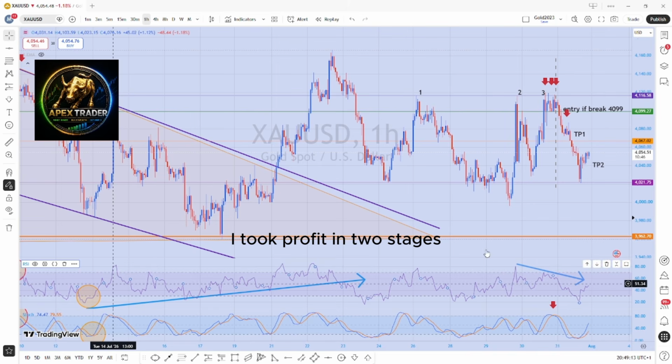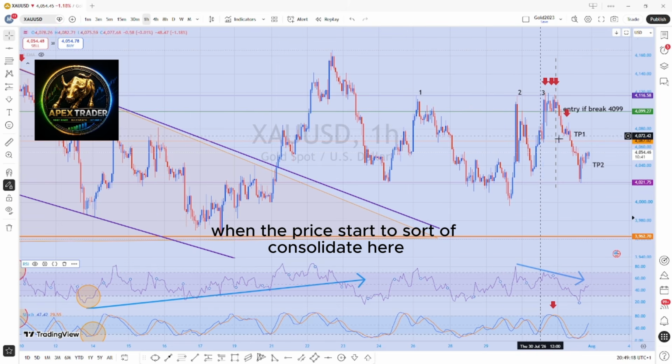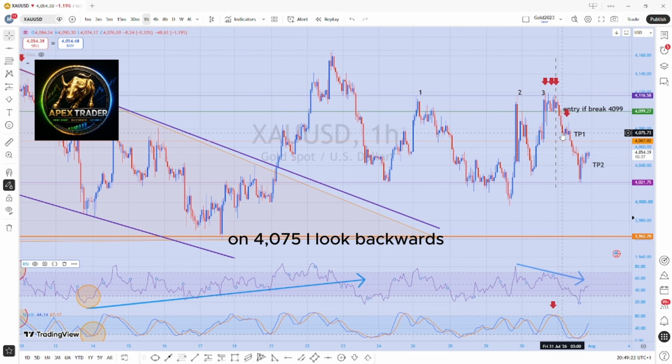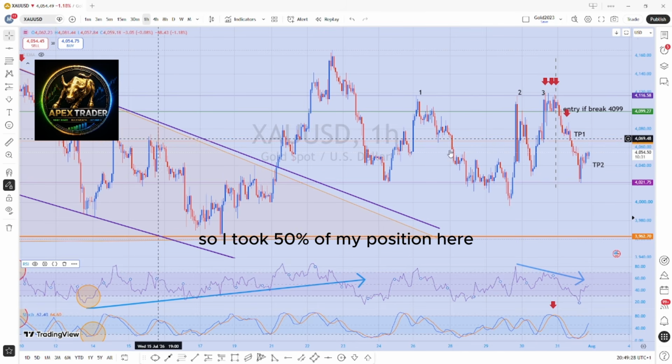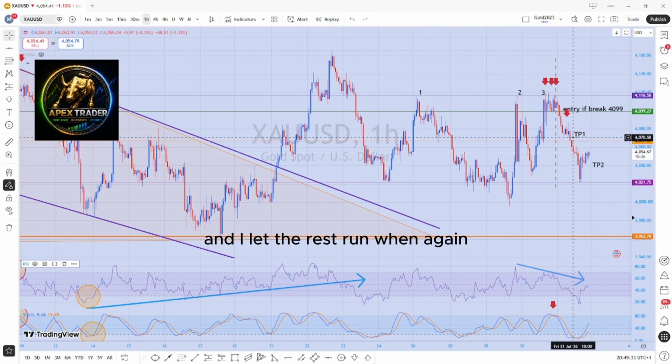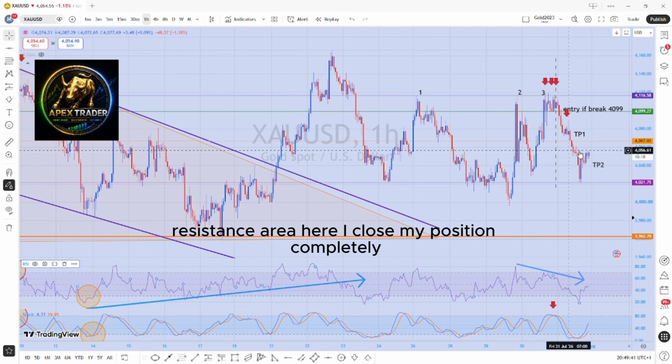I took profit in 2 stages. The first one was when the price started to consolidate here at 4,075. I looked backwards and I saw that this area held the price before. So I took 50% of my position here and I let the rest run. When again the price started to make this little support resistance area here, I closed my position completely.